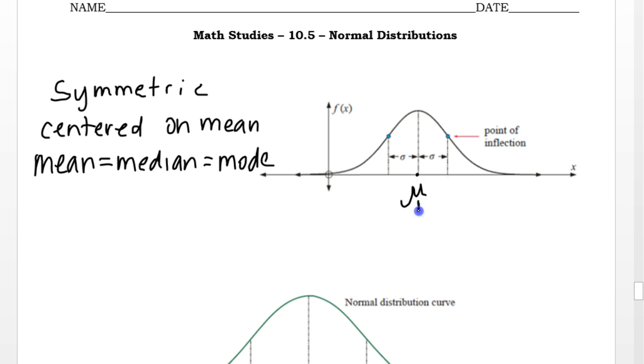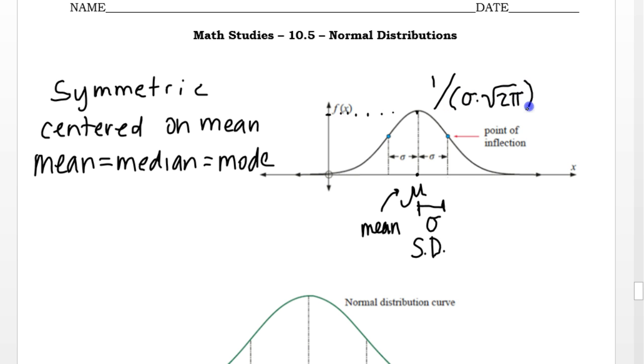The distance between the mean and the first inflection point is 1 standard deviation. The symbol, you can see it printed there, is a Greek letter, sigma, and that is the standard deviation, and that is the mean. The maximum point of the distribution, the y value there, is 1 over the standard deviation times the square root of 2 pi.